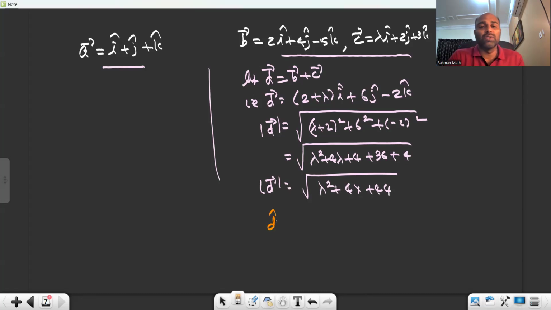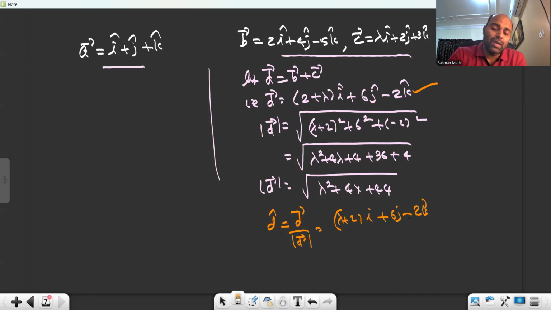See, in one class we took this dot product around 3 or 4 hours. But when we are revising, everything you can remember very easily. All the concepts it is touching. D cap equal to D vector by its magnitude. What is D vector? This is the D vector: lambda plus 2 i plus 6j minus 2k, divided by its magnitude, root of lambda square plus 4 lambda plus 44. This is D cap. Please write it up. After that, if there is any problem, let me know.